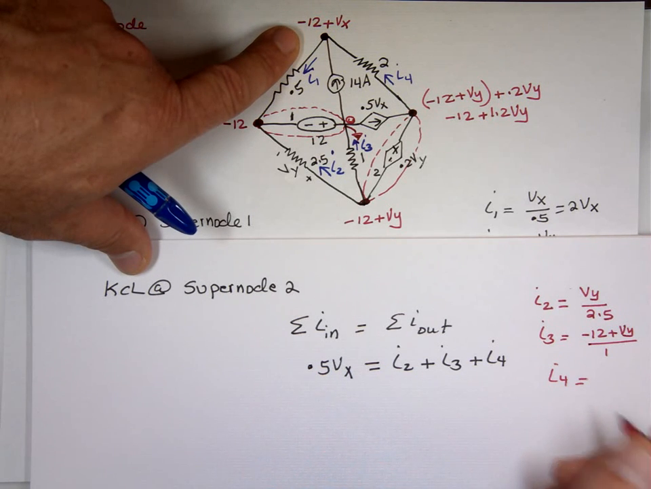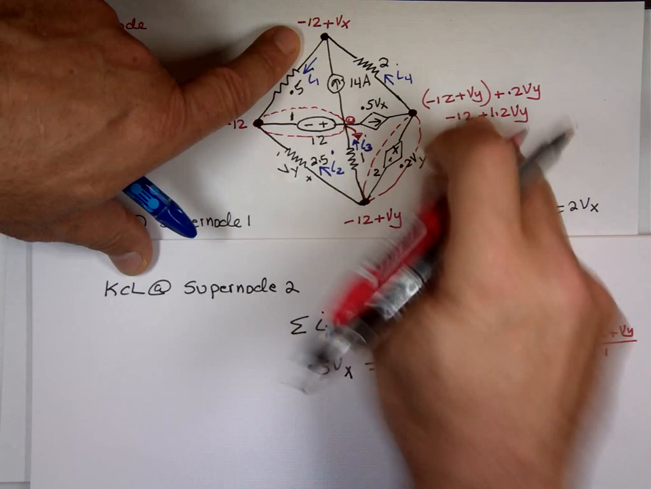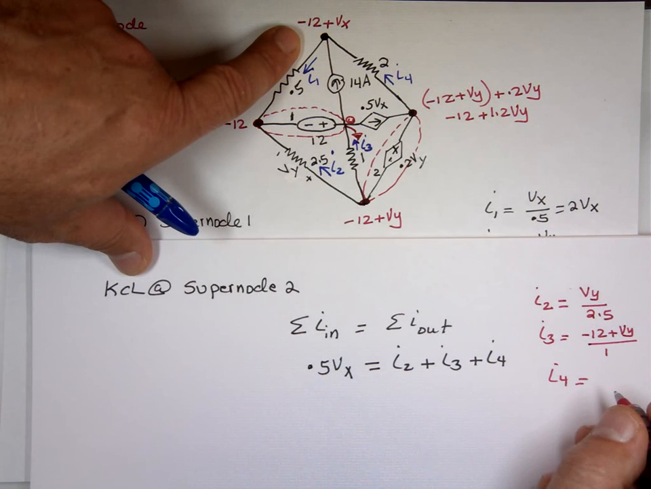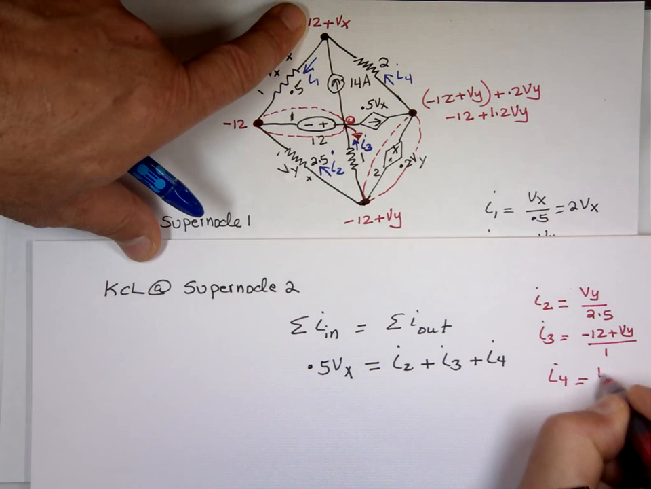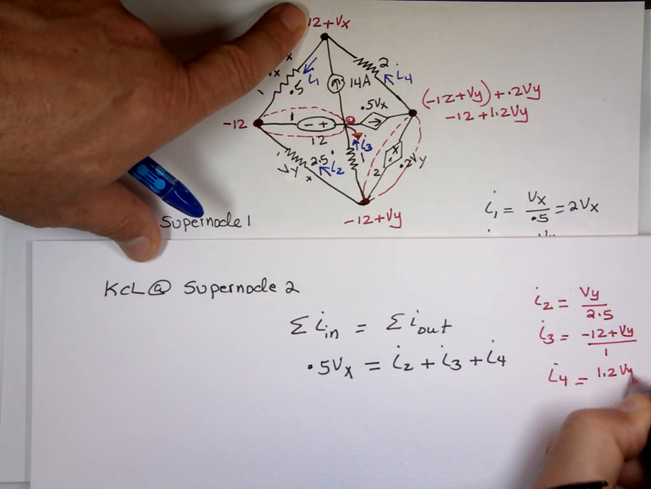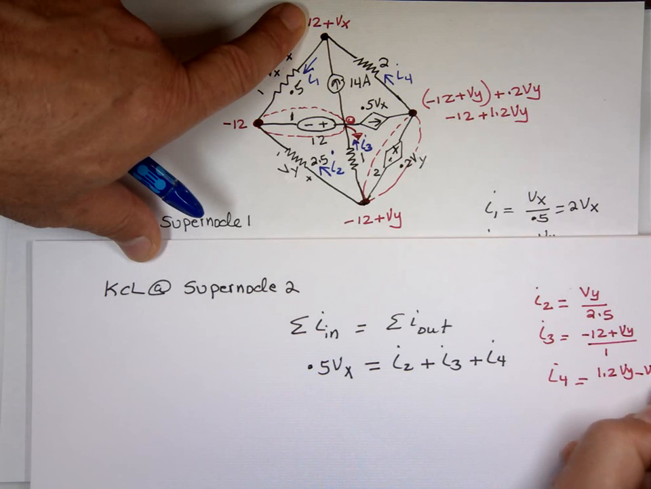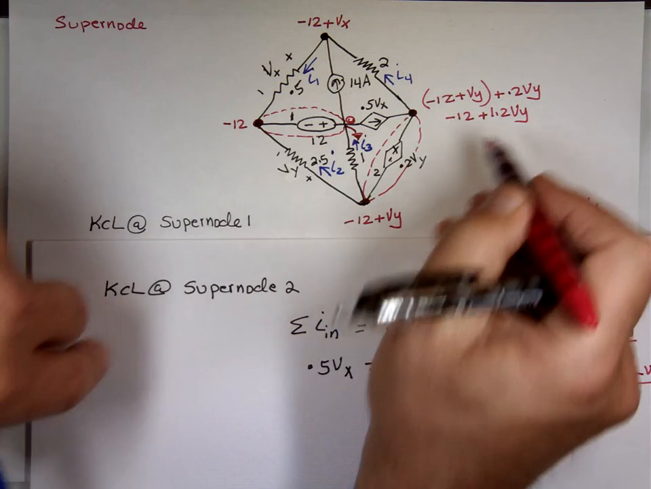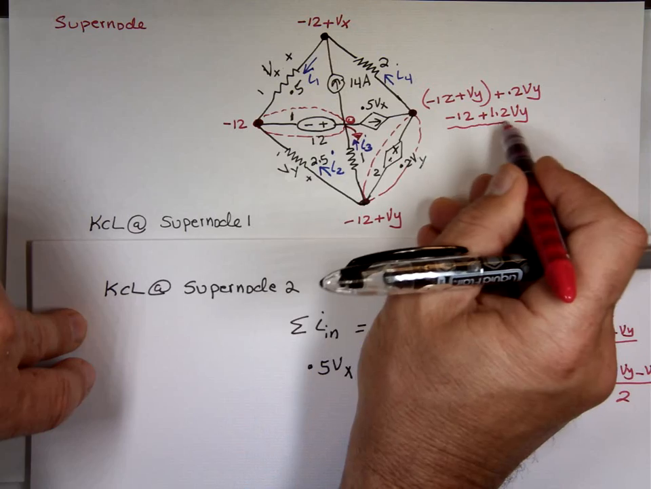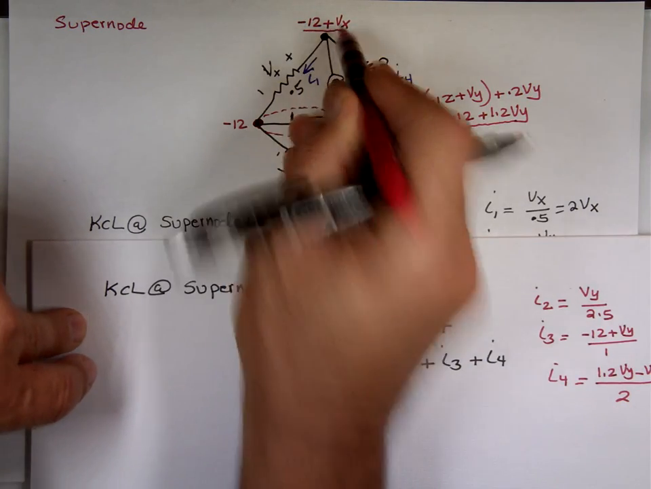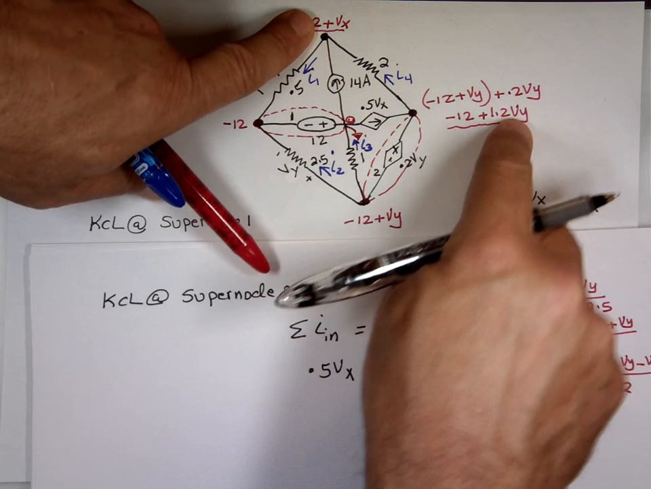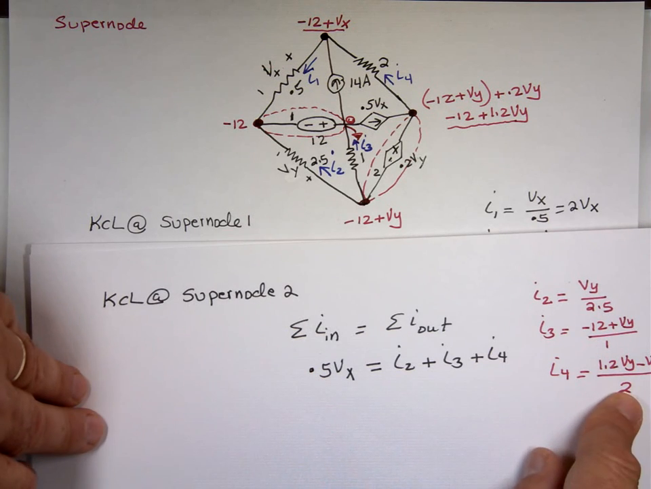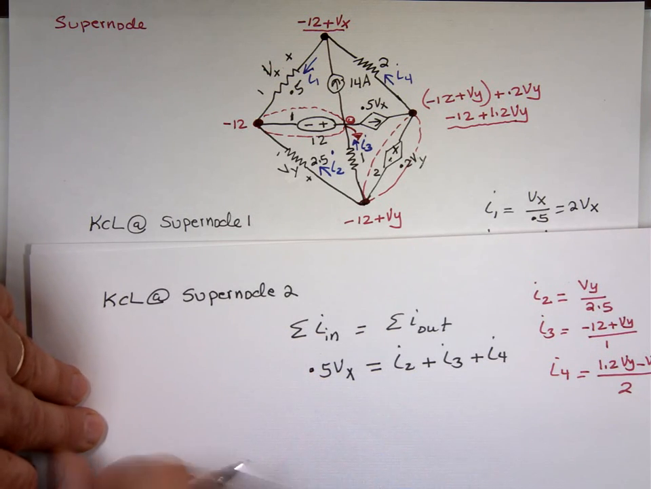So what do we have? When you subtract this minus that, is that 1.2 Vy minus Vx? Because the 12 will cancel, negative 12. Yep. So it's 1.2 Vy minus Vx, divided by 2. It's this value here minus that value here. Subtract them, and the 12 will cancel each other out, and you have this value minus that. Now plug them in.